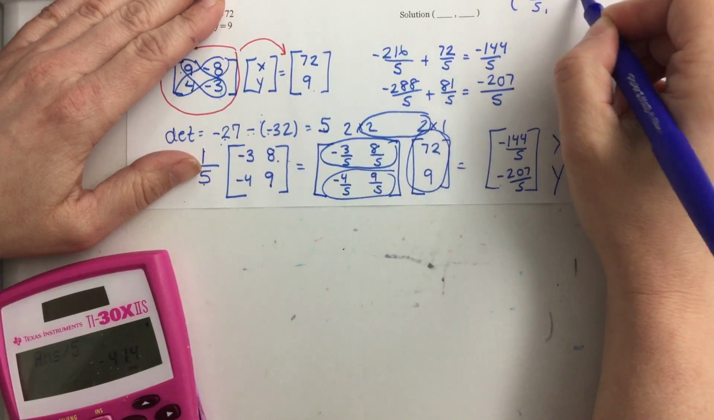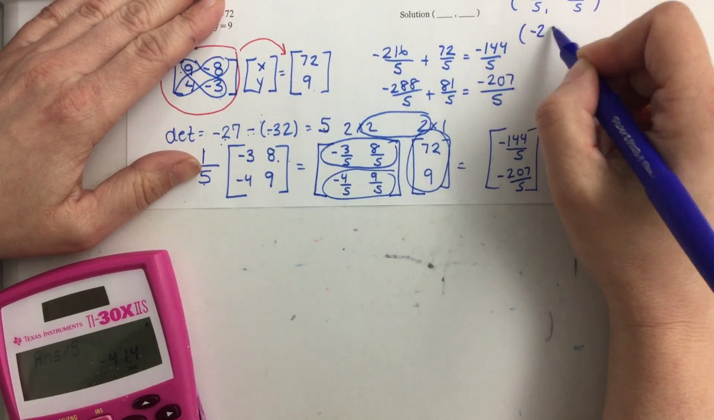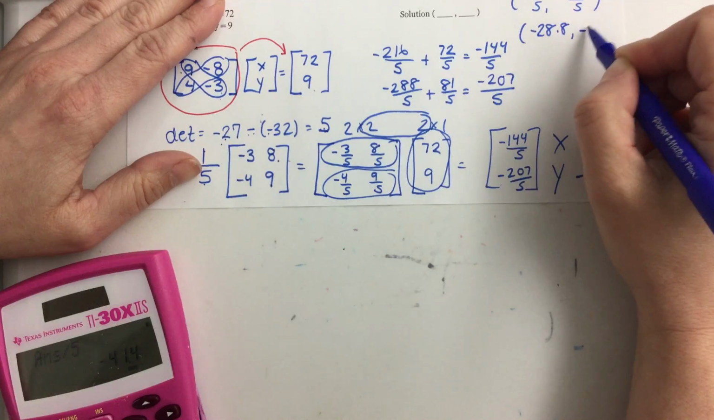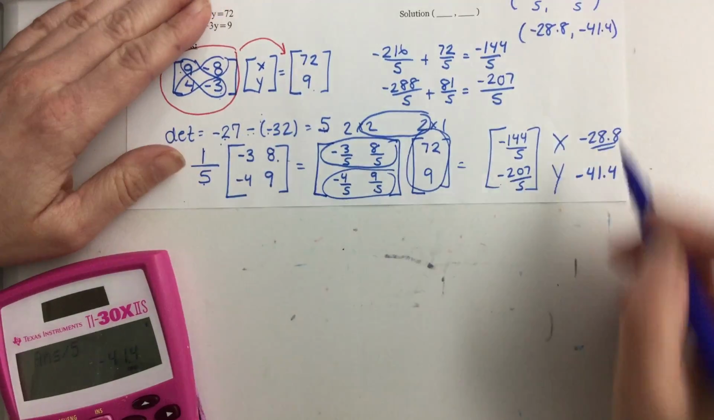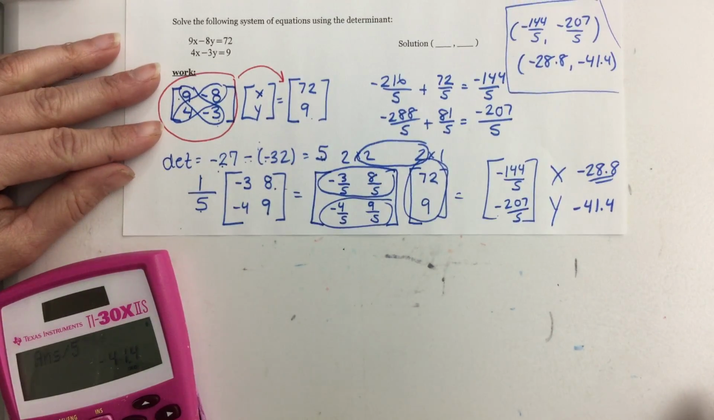So you could have your solution as fractions, -144 over 5 and -207 over 5, or as decimals, -28.8, -41.4. I will accept either answer because they are equivalent to one another.